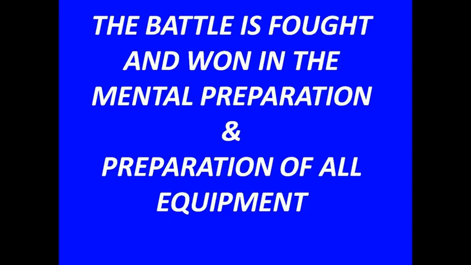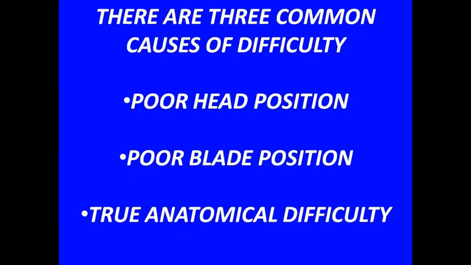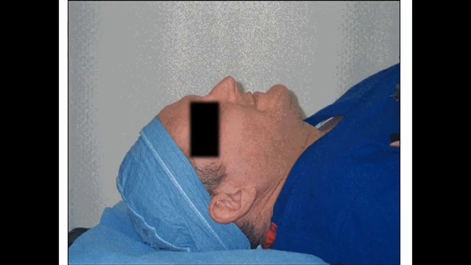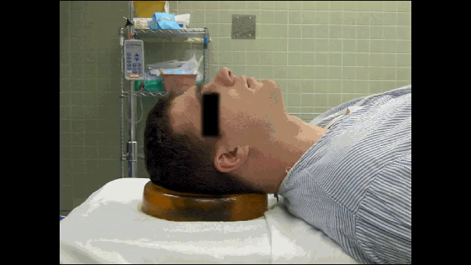Once again, the battle is fought and won in the preparation. Head position is critical, and blade position in the mouth is critical. Starting with our patient's head in the neutral position, we can improve our chances of successful laryngoscopy as follows. We are going to elevate the head slightly by placing the patient's occiput on a headrest such as a gel support or a towel or a pillow, and this flexes the cervical spine a little. That is, it moves the cervical spine anteriorly.